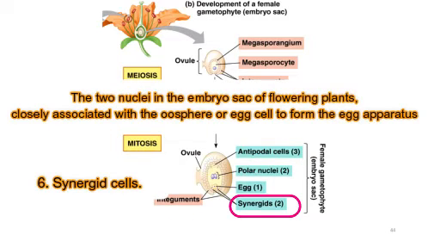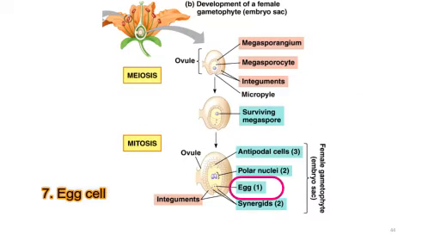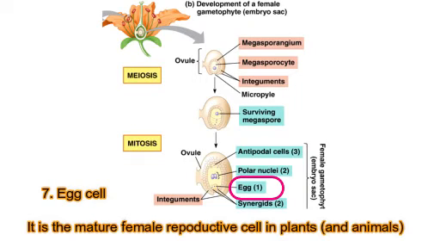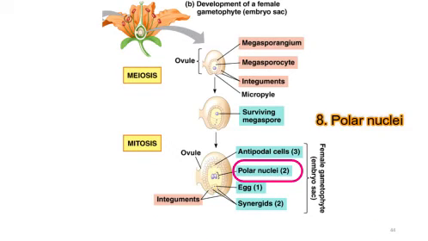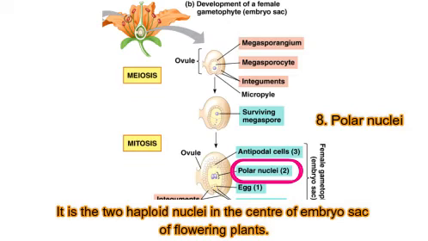Next is synergid cells. They are the two haploid nuclei in the embryo sac of flowering plants, which are closely associated with the oosphere or egg cell to form the egg apparatus. Egg cell. It is the mature female reproductive cell in plants. Next is polar nuclei. They are the two haploid nuclei at the center of the embryo sac of the flowering plant.